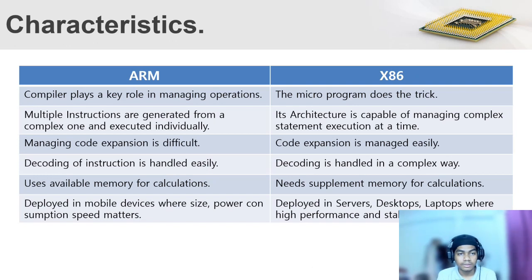I will present about characteristics for ARM and x86. For ARM, conveyor play a key role in managing operations. Multiple instructions are generated from a complex one and executed individually. Managing code expansion is difficult. Decoding of instruction is handled easily. Uses available memory for calculation. Deployed in mobile devices where size or consumption speed matters.